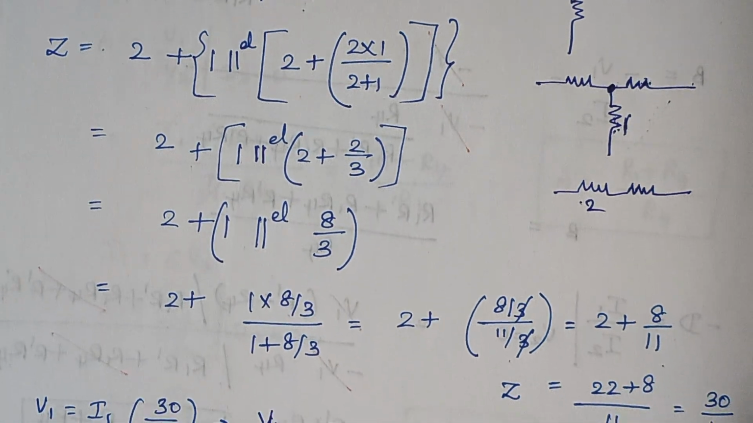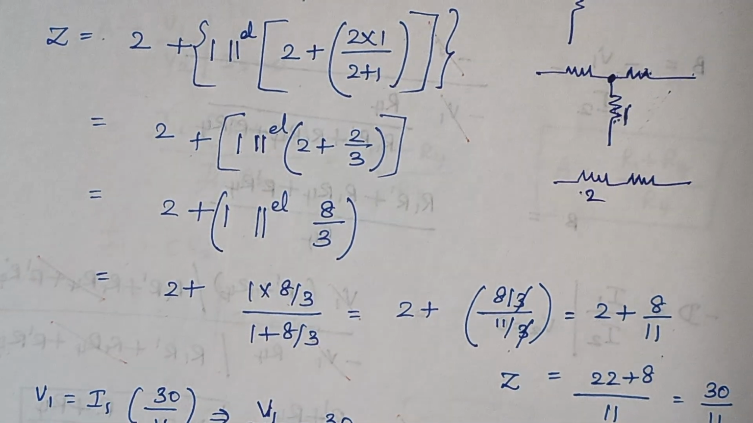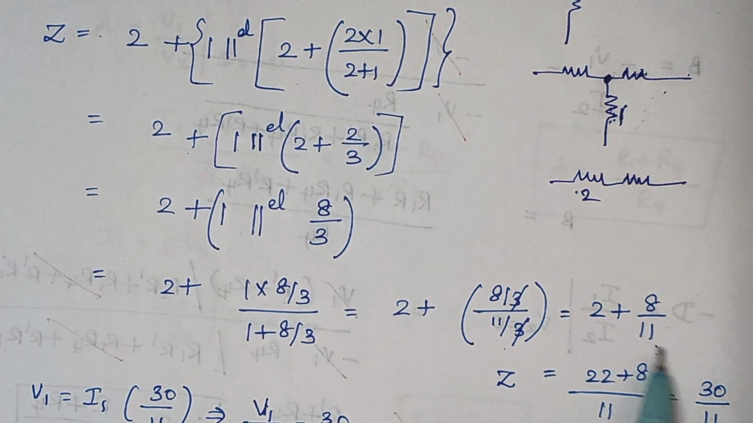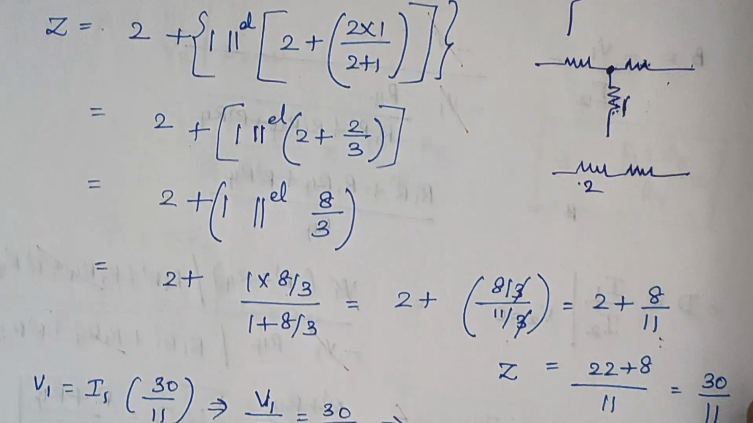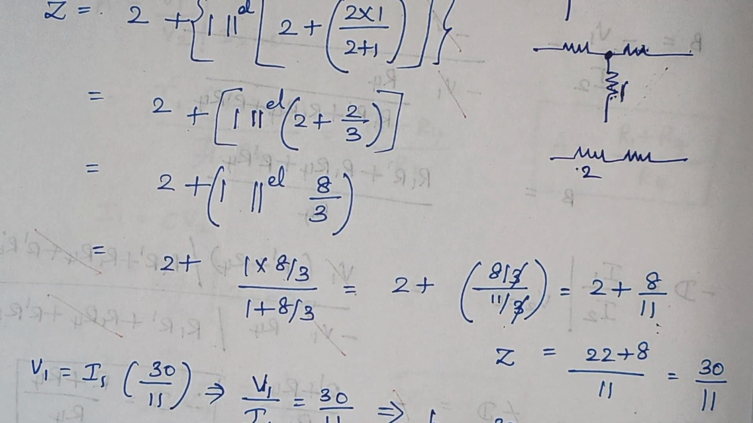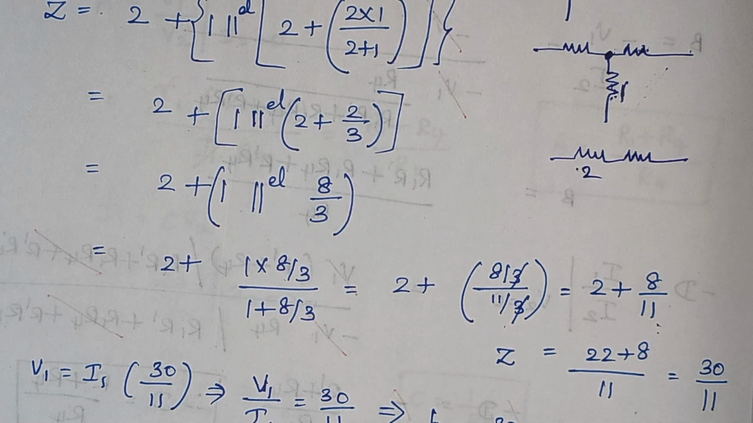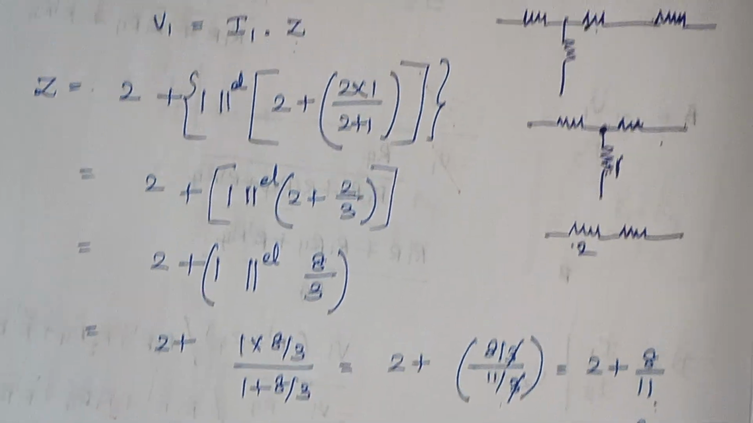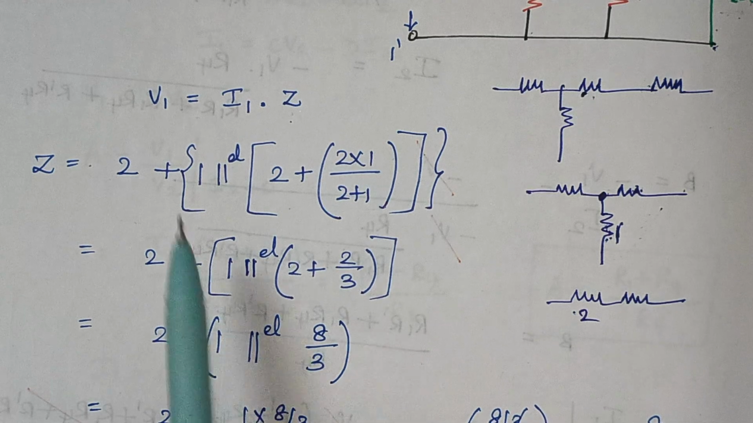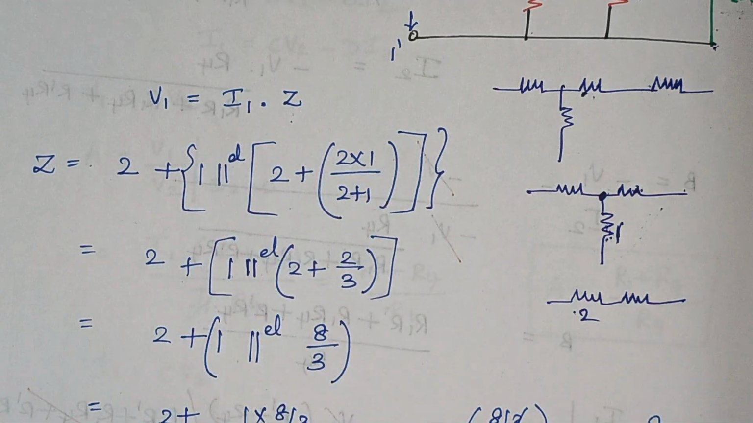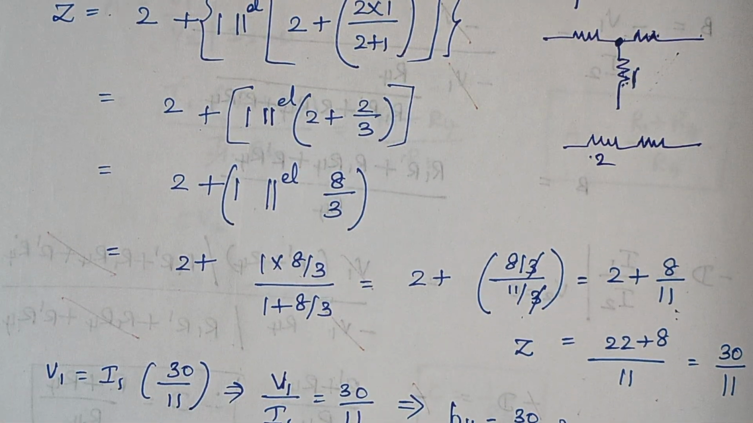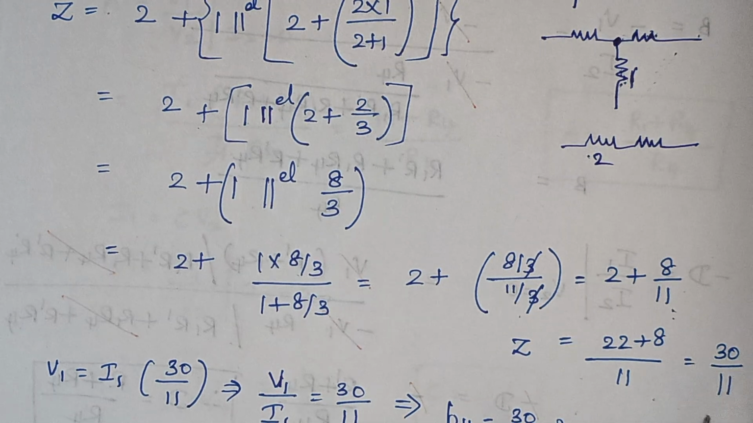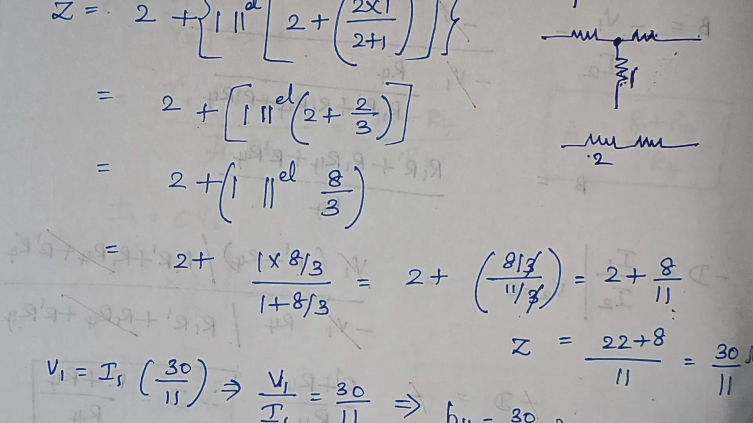So again when you take the LCM, here 2 into 11 is 22. So 22 plus 8 by 11, which is 30 by 11. We have calculated the value of the network impedance. Now we are going to substitute in the equation. So what is the equation here? You see V1 is given by I1 into Z. So V1 is equal to I1 into the value of Z, which is 30 by 11. Even you can write it as ohm.